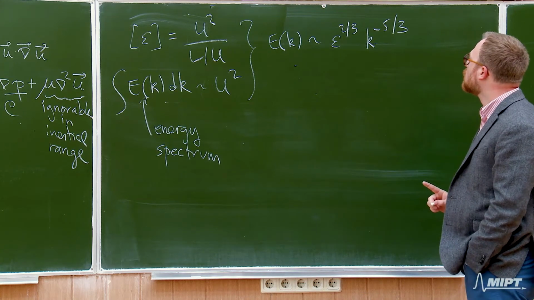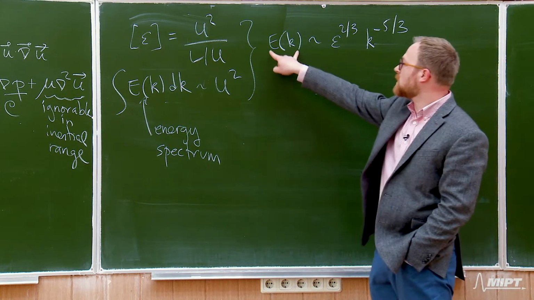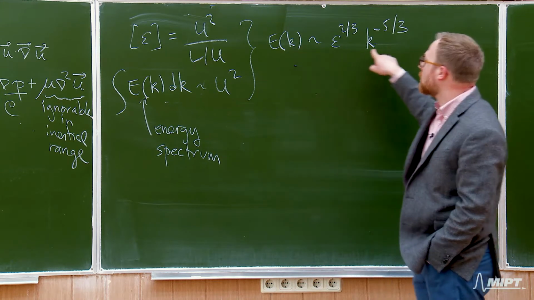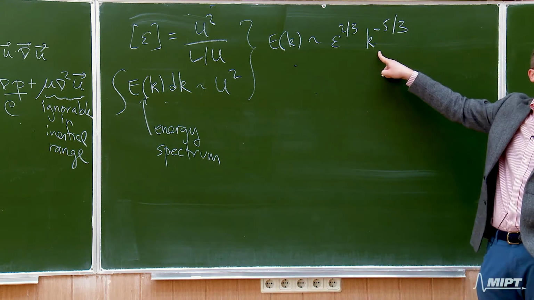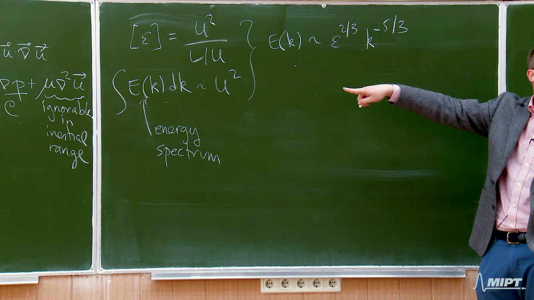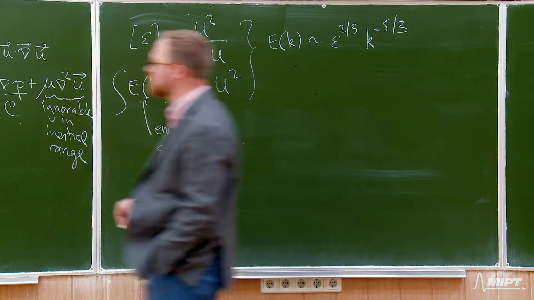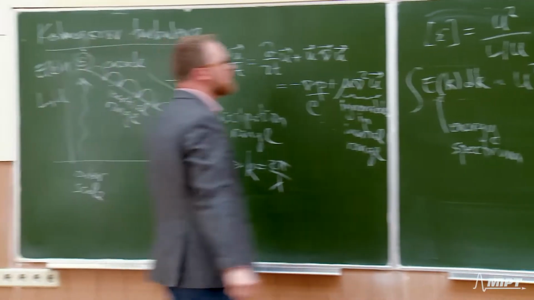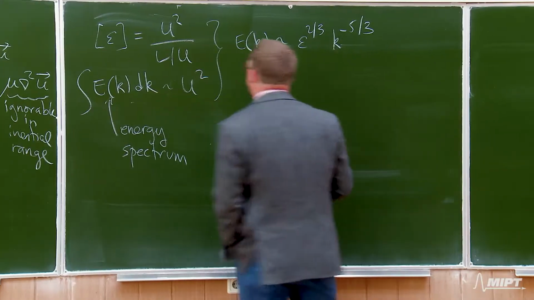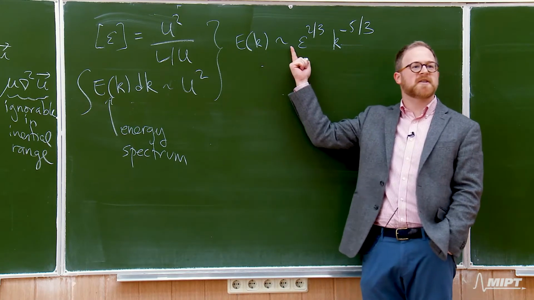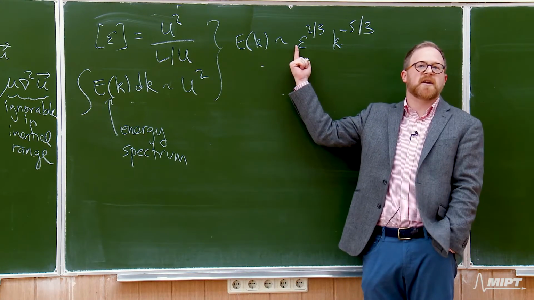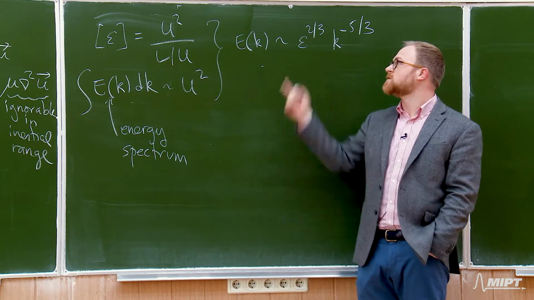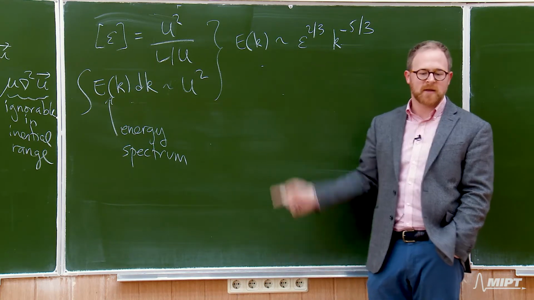So this is just saying the energy in some k shell, first of all, it goes down with k. That's why I drew it the way I did. So this slope right here is minus 5/3. And of course, it's some function of how much energy I'm pumping into the system. So the more energy I pump in, there's more power in each k. So that makes sense qualitatively.